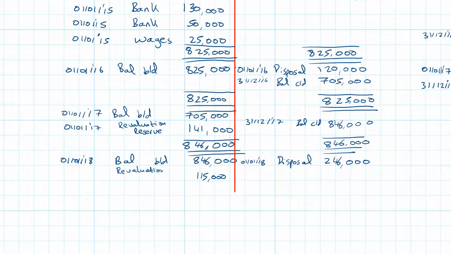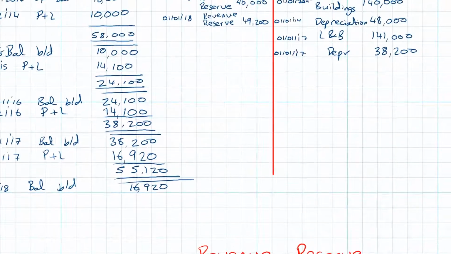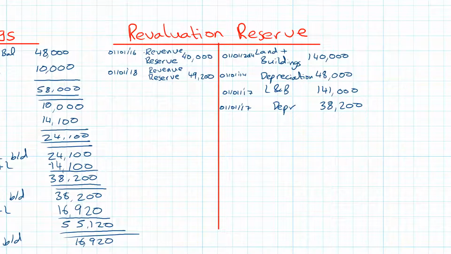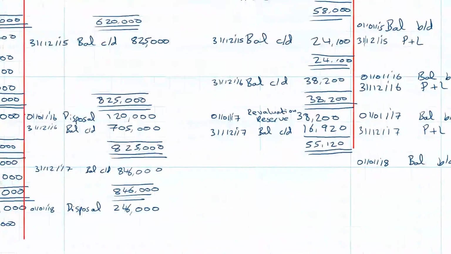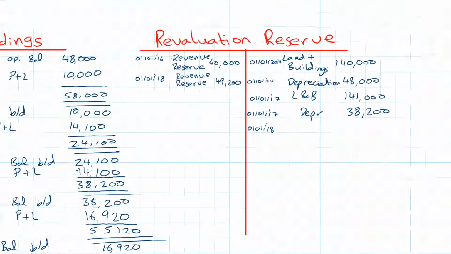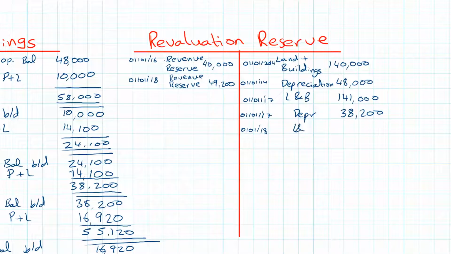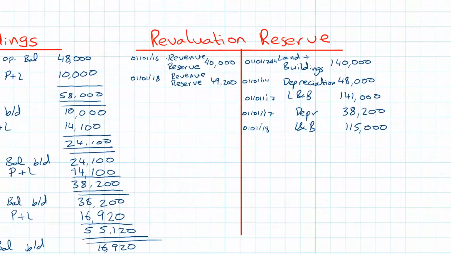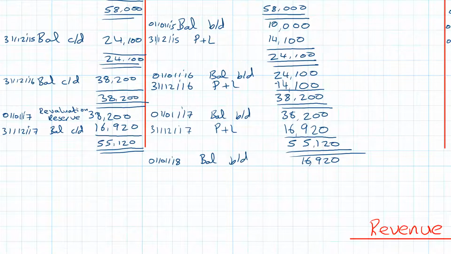Revaluation reserve, again it was still the first 18. So revaluation reserve, the first 18, 115, so coming from land and buildings, 115,000. Again, whenever we revalue, we have to empty out the depreciation account.